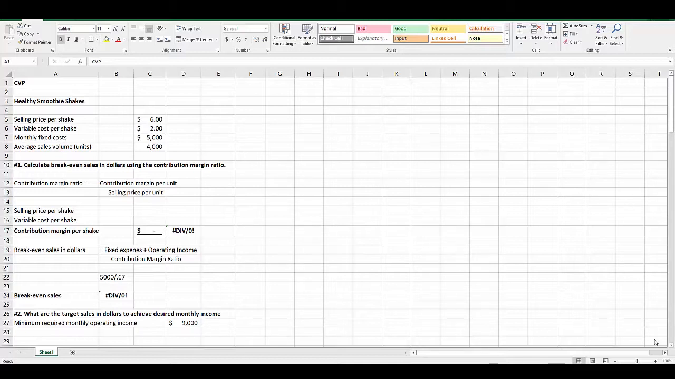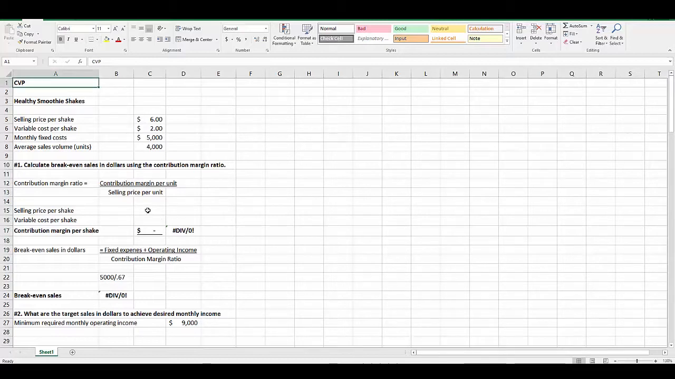This provides extremely useful information that you can use to do various what-if analysis. So you can look at, well, if I increase my price or decrease my price or increase or decrease my cost, what impact will this have on my bottom line? So that's the scenario that we're looking at here. So the first part of this problem is asking us to calculate break-even sales in dollars using the contribution margin ratio. So when we use the term ratio, we're looking at the percentage. So what percentage is contribution margin as a percentage of selling price?